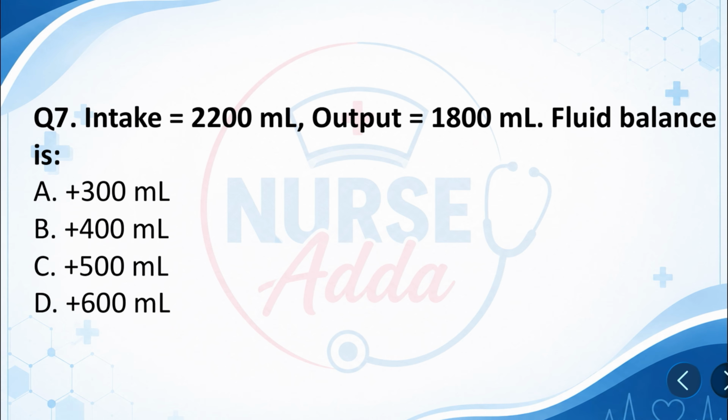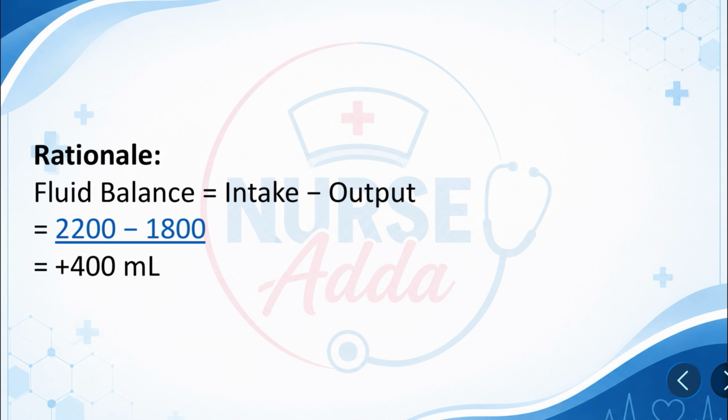Question number 7. Intake is equal to 2200 ml and output is 1800 ml. Fluid balance is? Right answer is option B, 400 ml. Fluid balance is equal to intake minus output. So here the intake is 2200 ml and the output is 1800 ml. By this we get the right answer 400 ml plus.